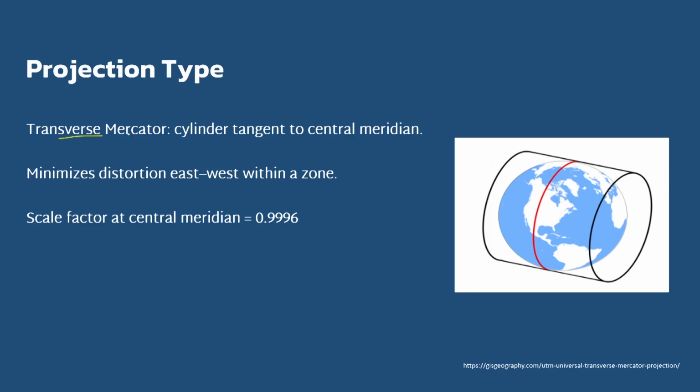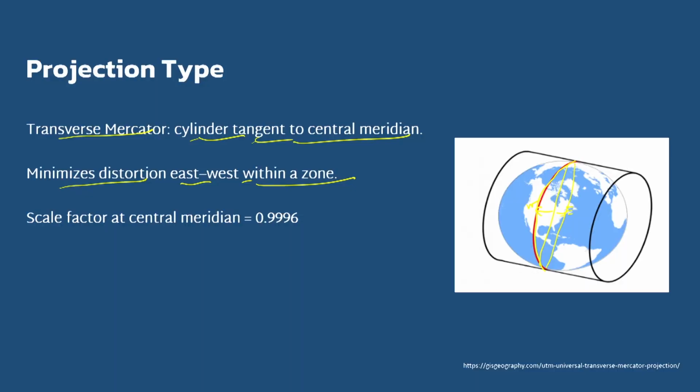Projection type: transverse Mercator, cylindrical, tangent to the central meridian, is based on the central meridian. We are slicing this zone to minimize the distortion east to west within the zone. Once you slice this zone, assume that this is the central meridian. So, east and west, there is minimum distortion, because we have taken only small areas, small zones. So, taking a small area, when you start projecting, the distortion level will be very less.